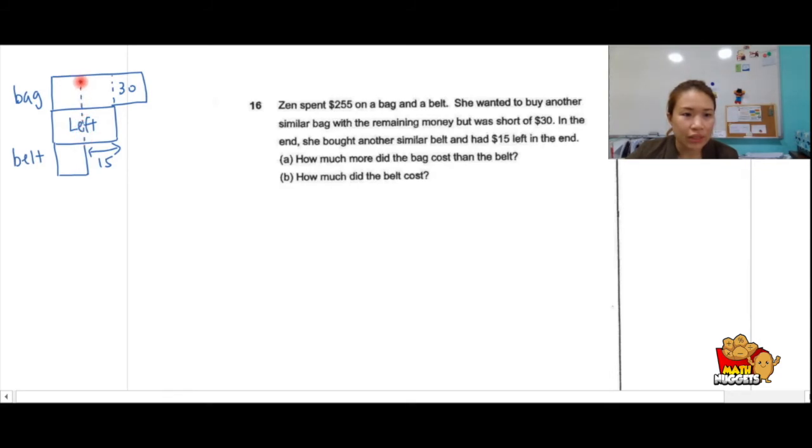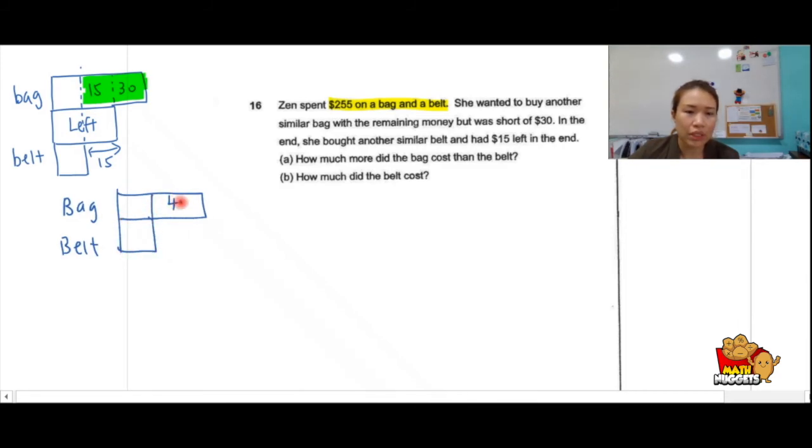So if I were to extend my lines, and 15 is here, this tells me that the difference in the cost between a bag and a belt is $45, 30 plus 15. And we know that the total cost of a bag and a belt is $255, so I can draw a model. The bag costs $45 more than the belt, and in total the two things cost $255. So in fact I've gotten my answer for part A already. How much more did the bag cost than the belt? 15 plus 30, that's 45. The answer for part A.